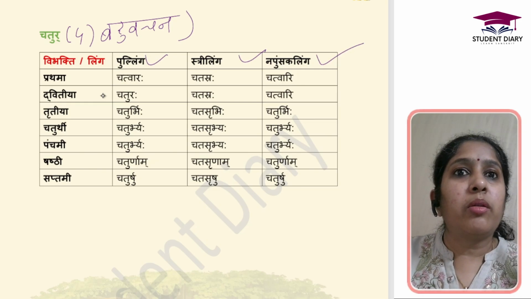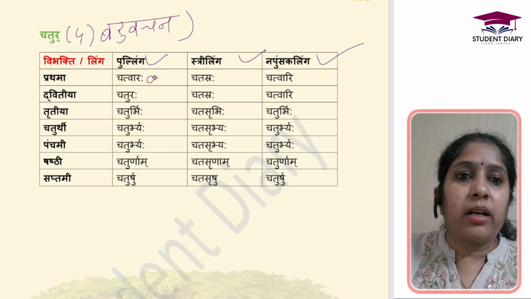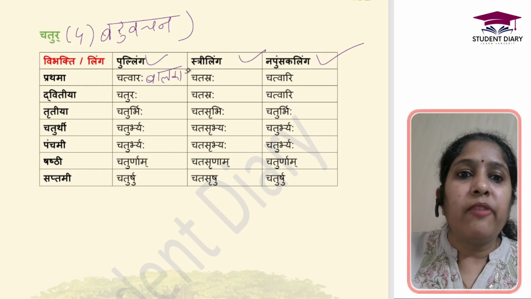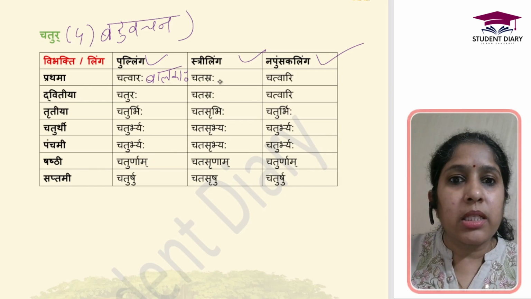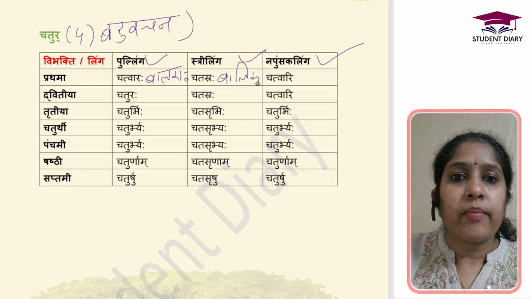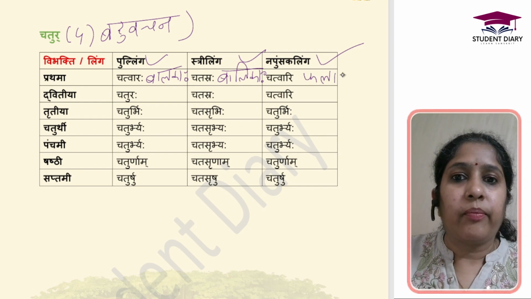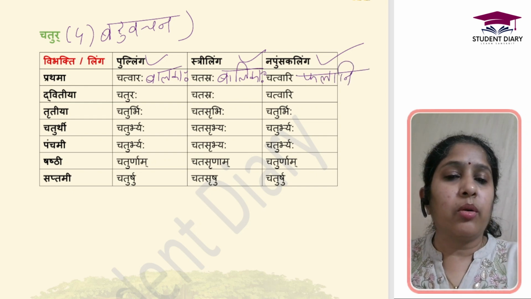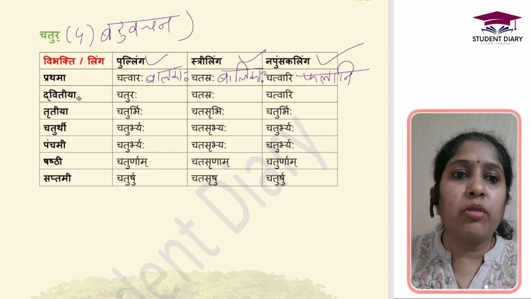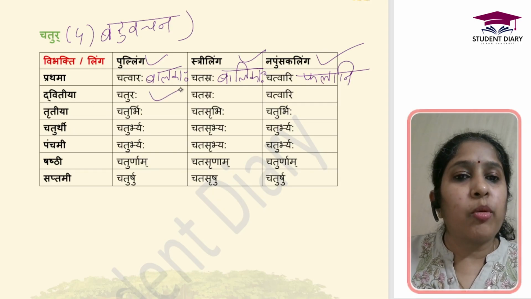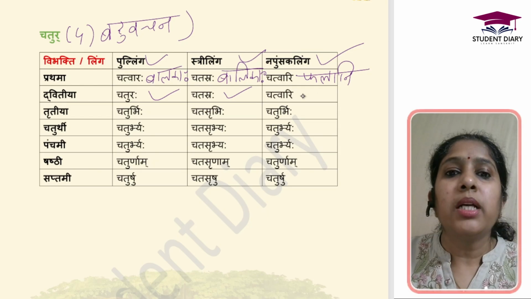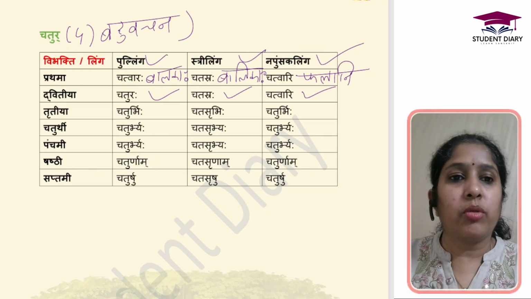Fine. So if you want to say 4 boys, it will be Chatvaraha Balakaha, right? If you want to say 4 girls, Chatasraha Balikaha. And if you want to say 4 fruits, Chatvari Falani. That is how it will go in Prathama Vibhakti. So same way in Dvitiya Vibhakti, Chaturaha for boys, Chatasraha for girls, Chatvari for fruits, right?